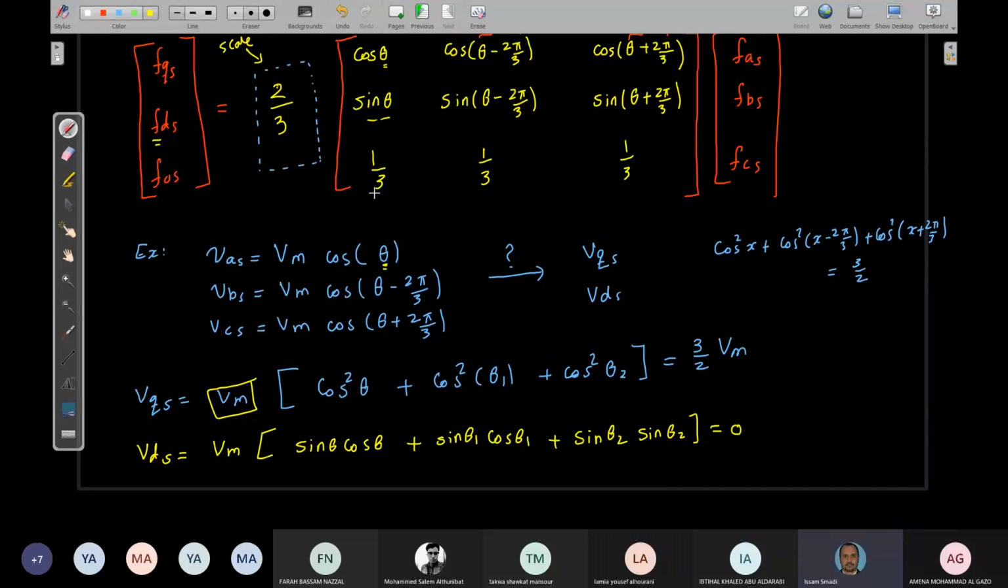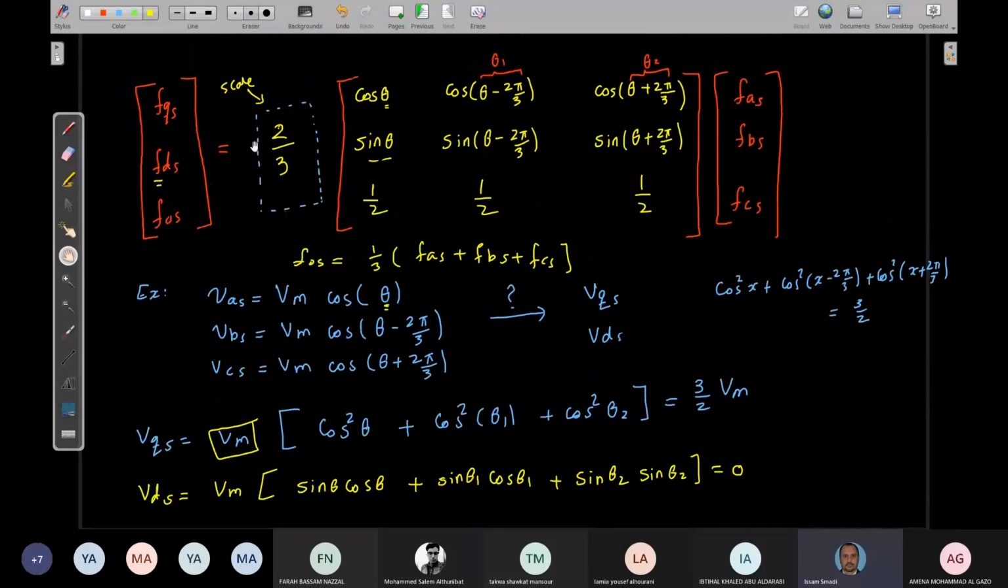So what I should do now is change. In the end of the day, my F0 of S should read 1 over 3 of FAS plus FBS plus FCS. If this is the case, I need to modify those to keep 1 over 3 in the end of the day. So I should multiply by what here? 1 over 2, 1 over 2, 1 over 2. So this is how we are building the transformation matrix and the meaning of the scaling here.